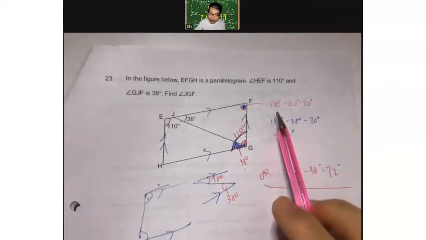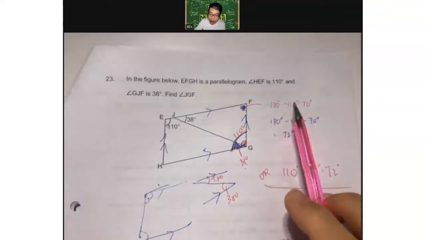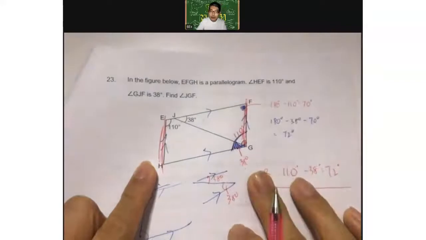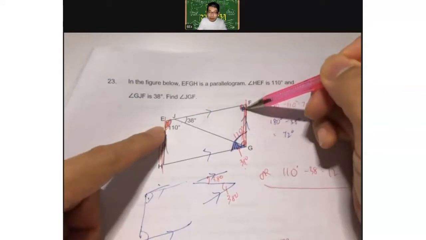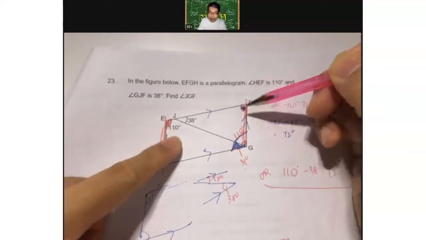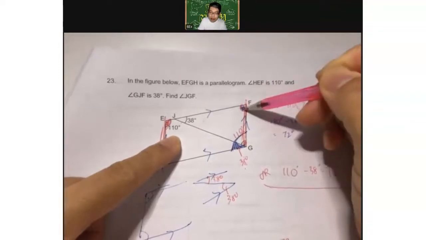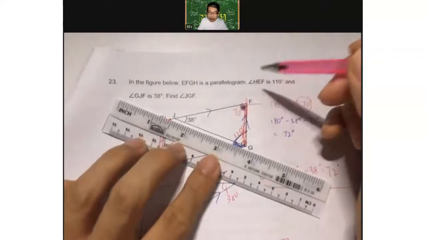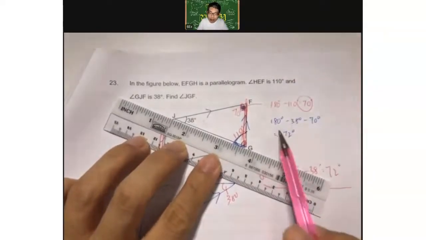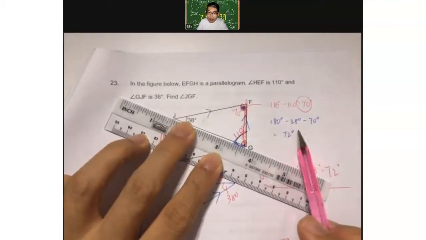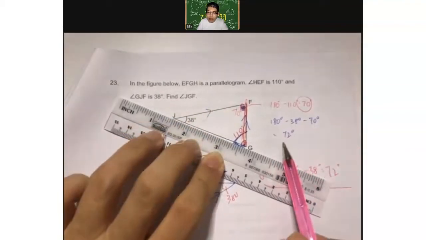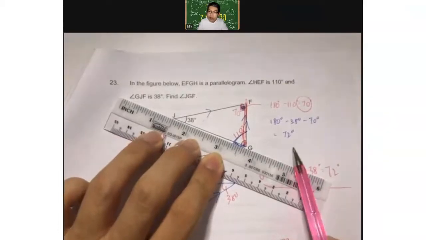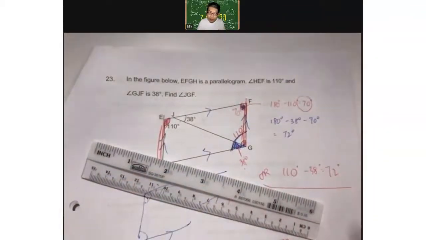So for example, I use 180 minus 110. What is this? I'm using now this property here. Notice these 2 lines are parallel. That tells me these 2 angles add up to give me 180. So 180 minus 110, I get 70. So this angle is 70. If I know this angle is 70 degrees, then using the property of sum of angles in a triangle, I use 180 minus 38 minus 70, and I get 72. I also get the answer by using these other 2 properties that you should know because those 2 are in your syllabus.